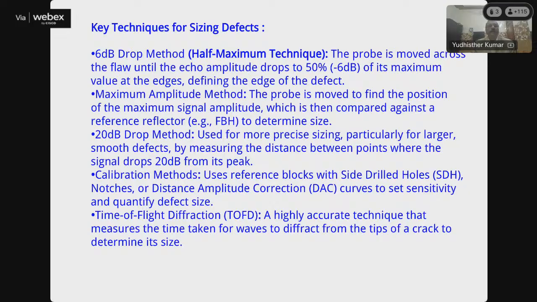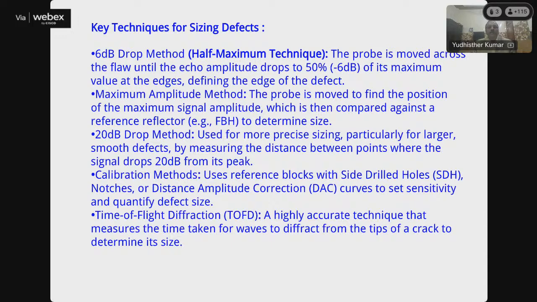Now, how to size a defect? Key techniques for sizing defects are the 6 dB drop method, the half maximum technique. How does it work? The probe is moved across the flaw until the maximum echo amplitude available from the defect drops to 50%, that is minus 6 dB, of its maximum value at the edges, defining the edge of the defect. So by defining the edge of the defect at 4 sides, the size can be evaluated.